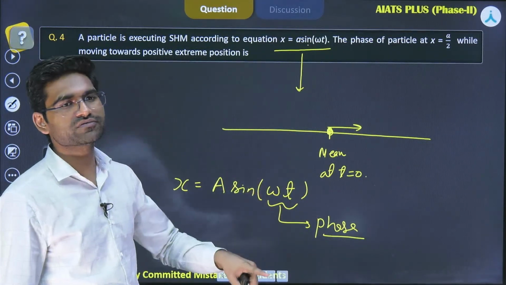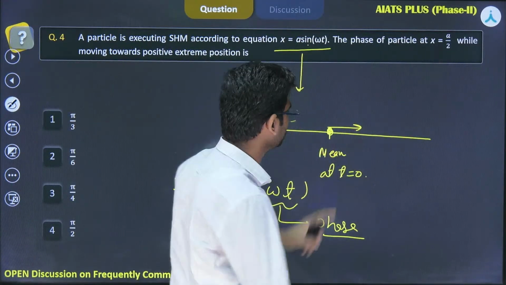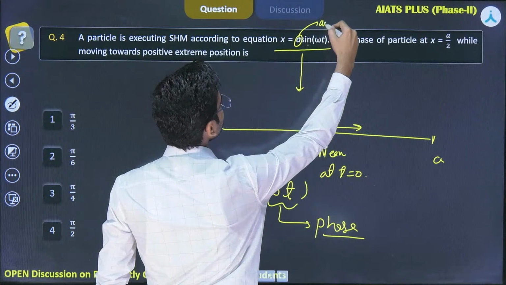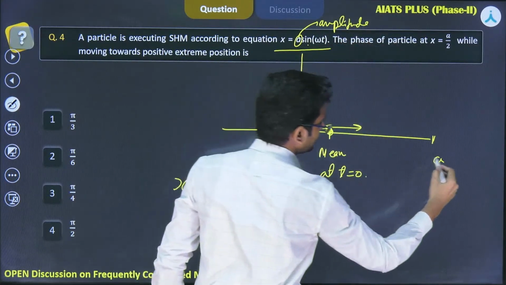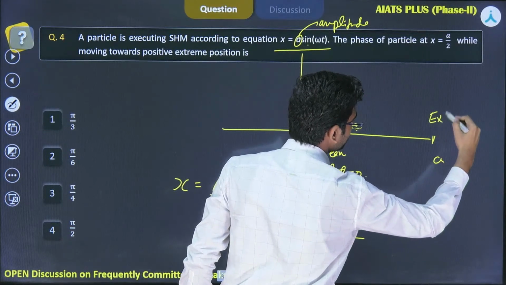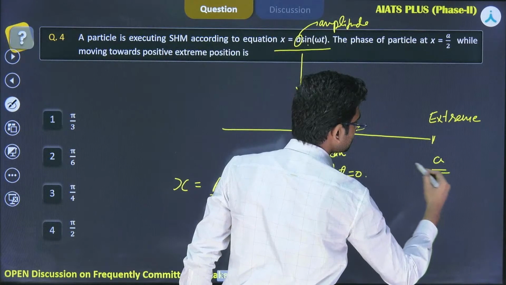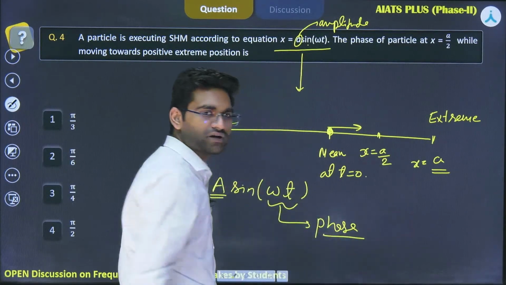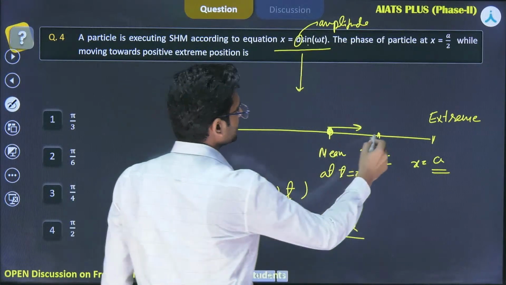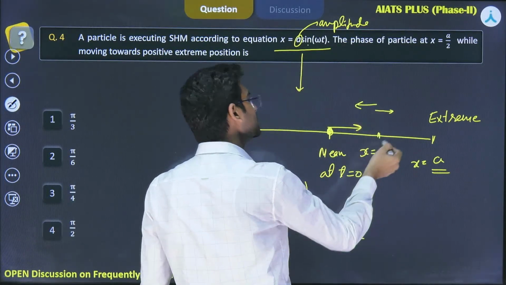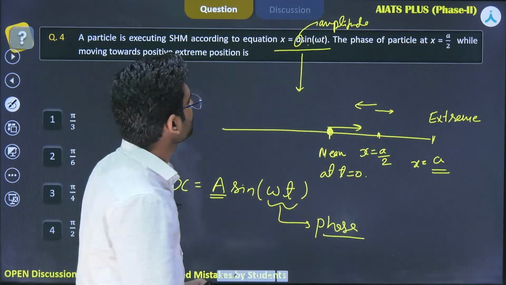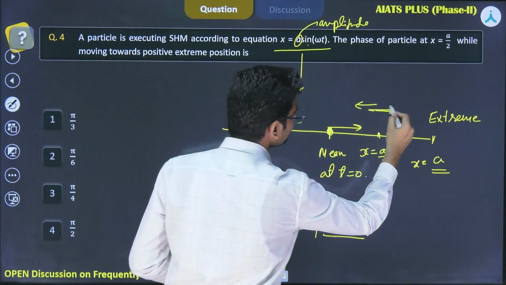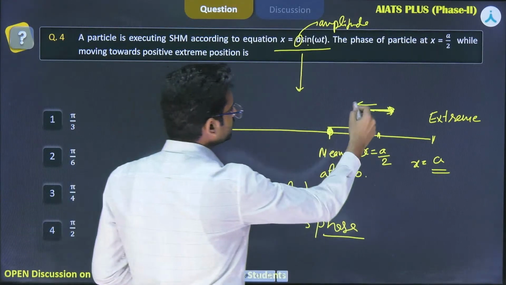So we have to find the phase of the particle when the particle is at x is equal to a by 2. Again, this is a, right? This a is amplitude, so I can write that this is the end point or extreme point, and this is x is equal to a. Now we have to find the phase of the particle when it is at x is equal to a by 2. Again the same problem will be there, that the particle might be moving like this or like this, and in both the cases the phase would be different. Okay. So we have to find the phase when the particle is at x is equal to a by 2 and it is moving towards the positive extreme, means this condition we have to deal with, right?